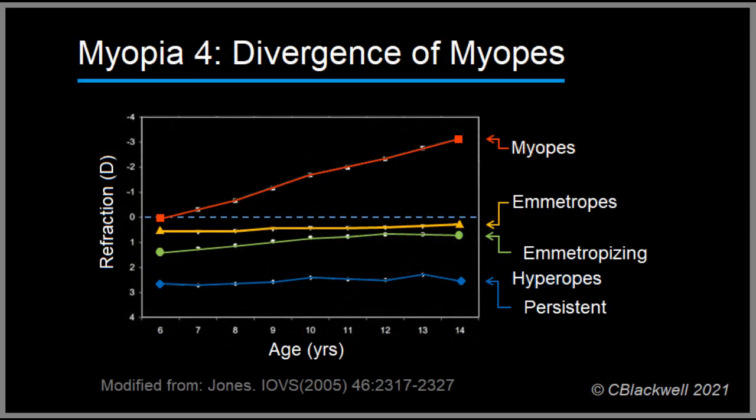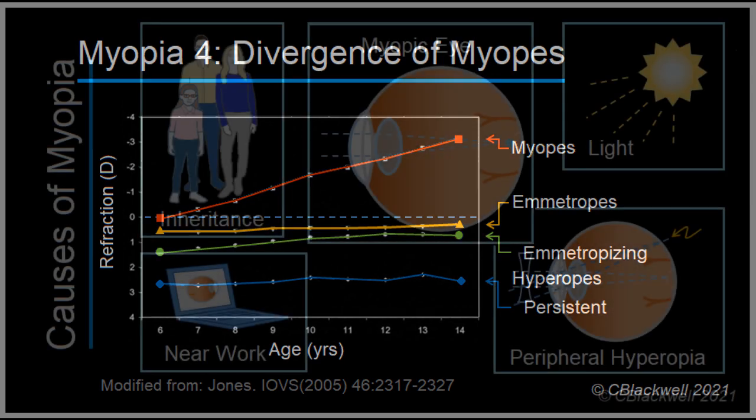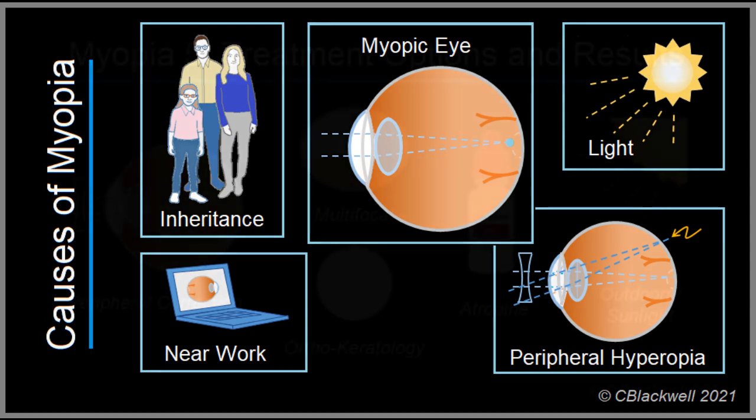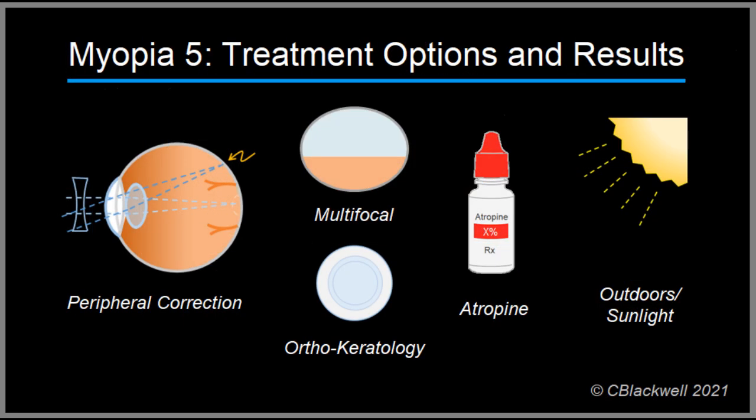Despite the eye's ability to control its own growth, around age 5 or 6, myopes diverge from other refractive groups which remain stable. There are a number of potential causes currently under investigation. Last is video 5 exploring the variety of treatment options available and how successful they are in trials and their use in practice.